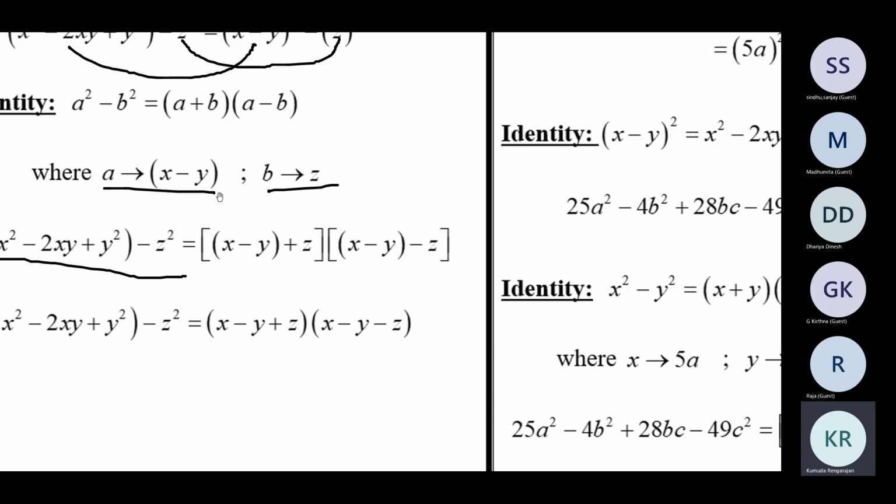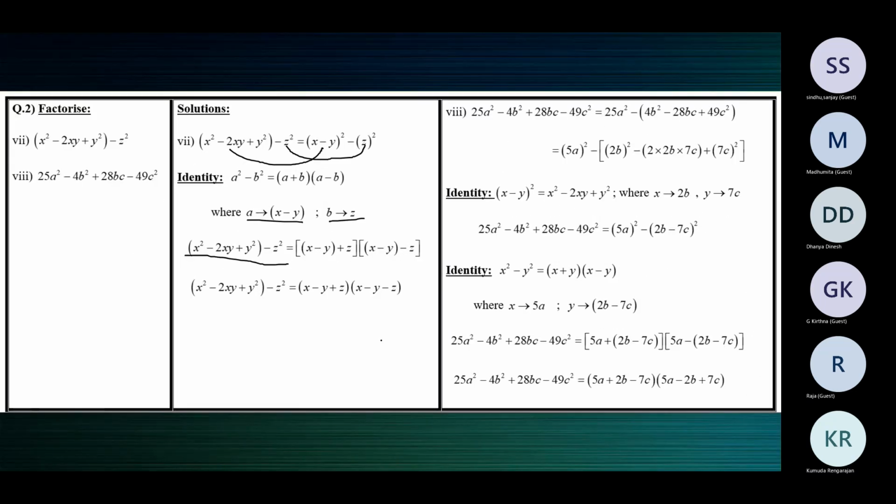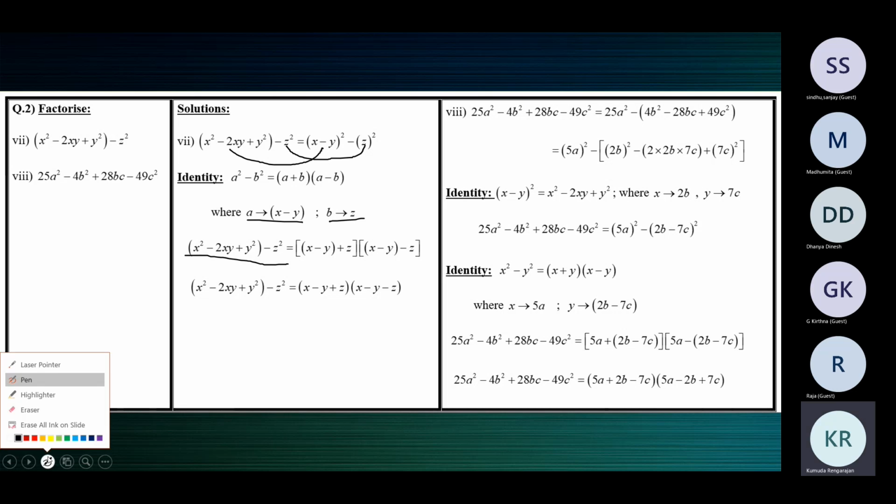Okay, children, see here, x minus y is a, can you see it? A plus b is x minus y plus z, into a minus b, x minus y minus z. This is a plus b into a minus b. Then open the bracket: x minus y plus z, x minus y minus z. That's it. Go through the steps for yourself.